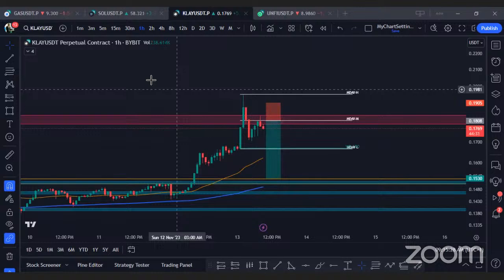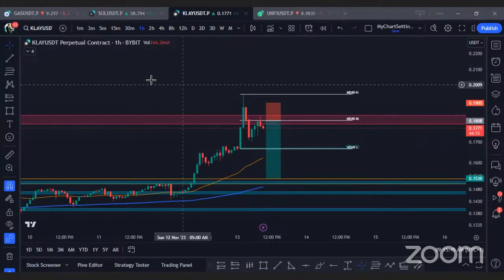Let me see the screenshot here for TRX. I'll check TRX now. Screenshots.